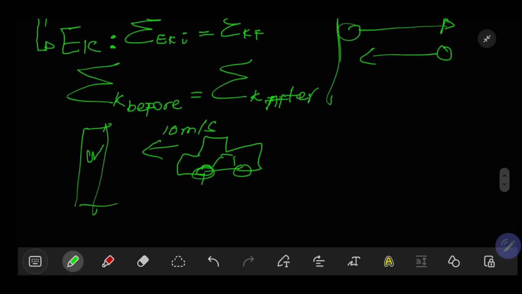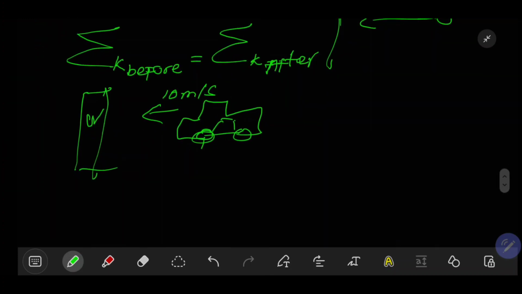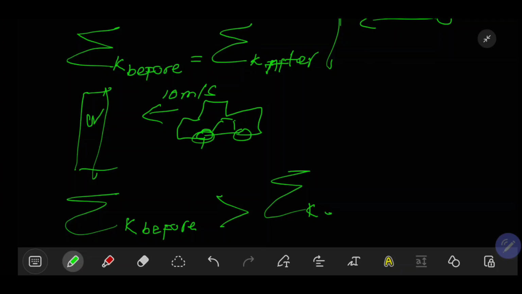Then when we say that kinetic energy is not conserved in inelastic collision, we mean that our sum of kinetic energy before collision must be greater than our sum of kinetic energy after collision.